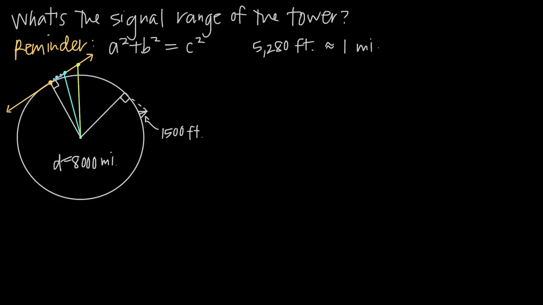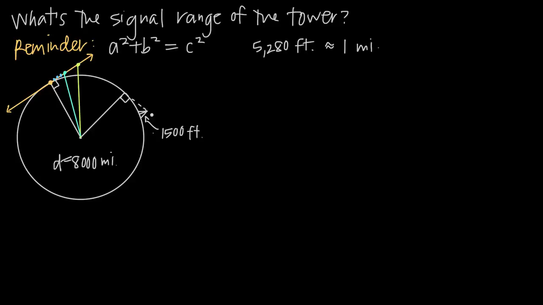So the point is that as long as you have a 90-degree angle between this line here and the radius, you know that this line is the tangent line to the circle. So how do we apply that to a more specific problem here? We've been asked, what's the signal range of a cell tower if we have a cell tower standing on the Earth that's 1,500 feet tall? We know that the diameter of the Earth is approximately 8,000 miles.